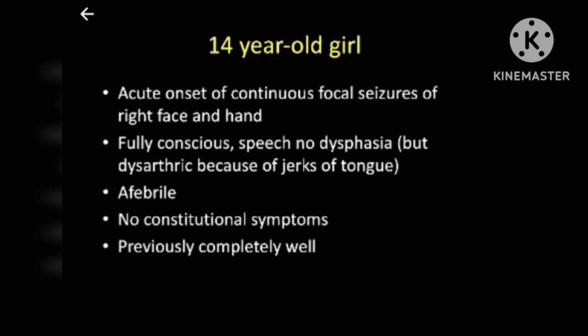Now, this is another girl. See, this is a 14-year-old girl. Sudden onset, acute onset. See, she was completely normal. Explosive onset of continuous focal seizures of the right face and right hand. The previous patient was left face, left hand, but in between, that patient was normal. Here, this patient has got continuous seizures. But she is fully conscious. Speech has no dysphagia, but has dysarthria because of continuous jerking of the tongue. I will show you that.